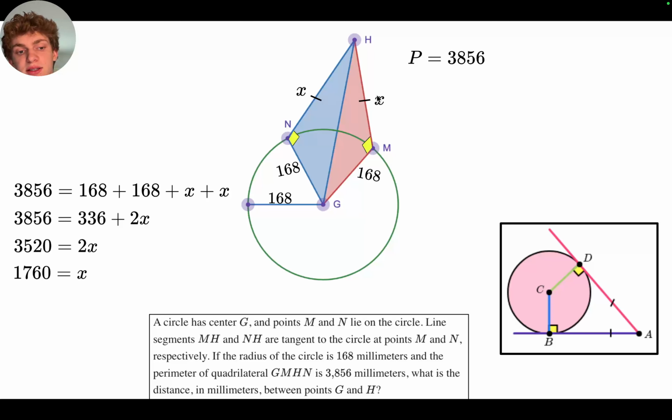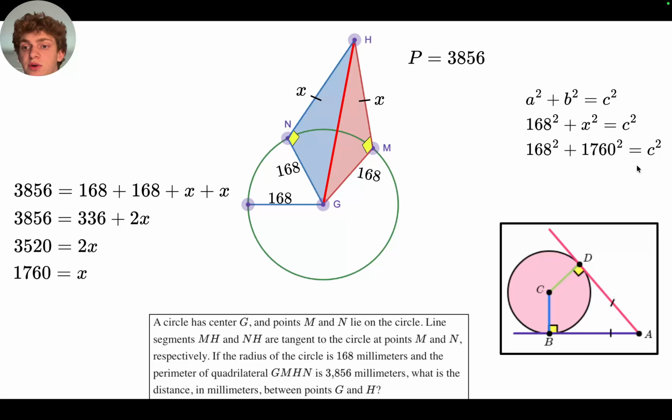So now we know x is 1760. So what did I say earlier? We can use the Pythagorean theorem to solve this because we know these two sides and we know this side and we know this is a right angle. So we're trying to find that one. So let's set this up. a squared plus b squared equals c squared. We have a squared plus x squared, as we denoted earlier, equals c squared. So we know that x is 1760, so we can just plug that in.